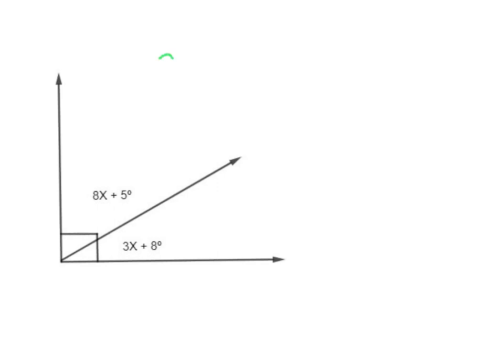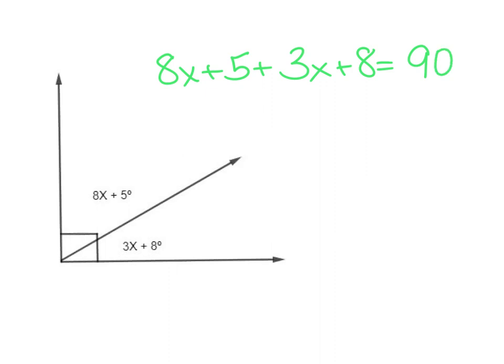All right, a little trickier one. So again, we're going to add these two expressions and set them equal to 90 degrees because I can see these are complementary angles. They add up to be a right angle, a 90-degree angle. I'm going to find my like terms and use the commutative property to rewrite this, grouping my like terms.